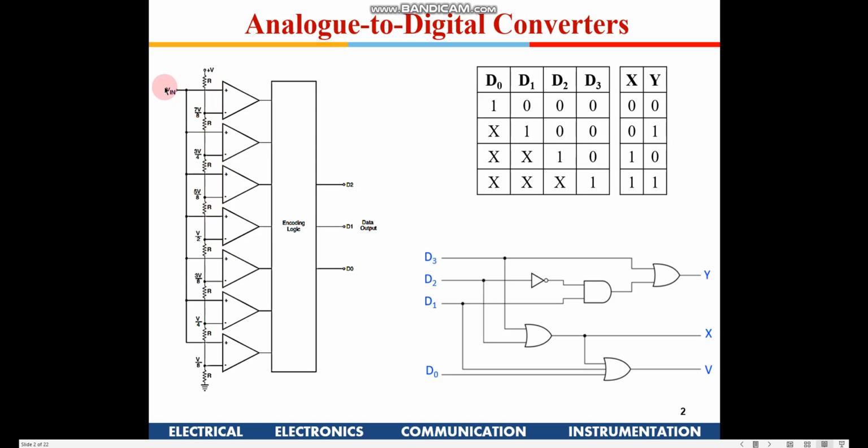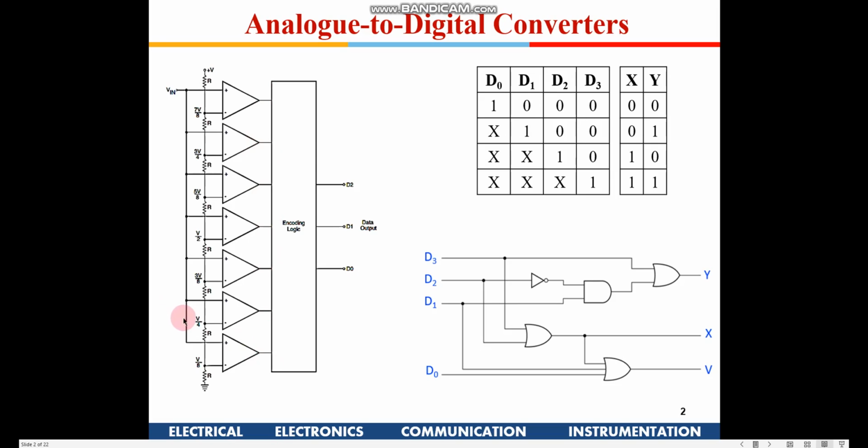Now I give an input signal. Suppose the input signal is initially 0. You will find all the outputs from the comparators will be 0, because on the plus terminal you have zero, whereas on the minus terminal you have certain voltages available. So it will be all zeros. Now as the input signal keeps increasing slowly, if it crosses V by 8, this comparator output will be 1. So you will have an output of 0, 0, 0, 0 and then 1.